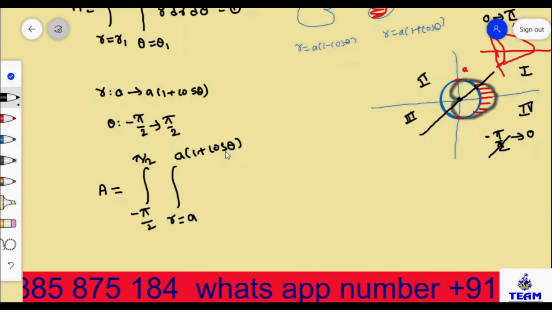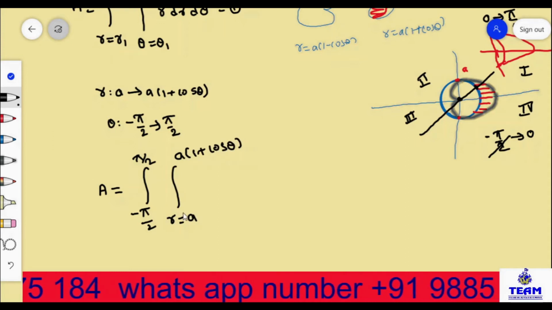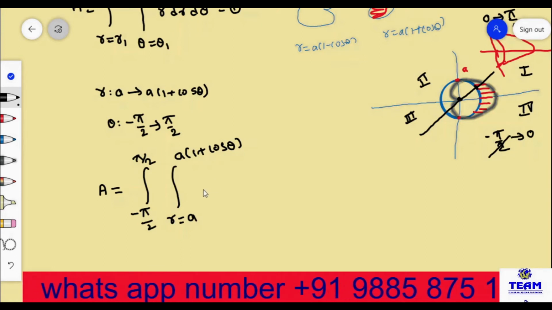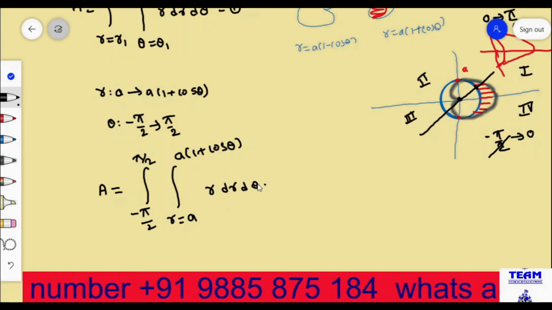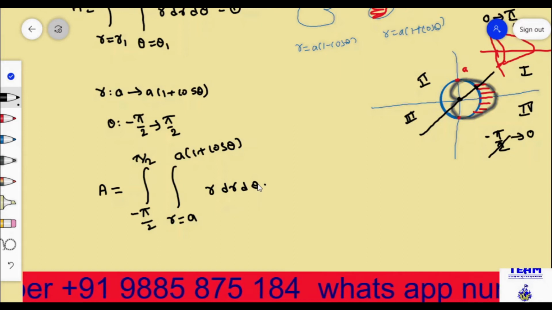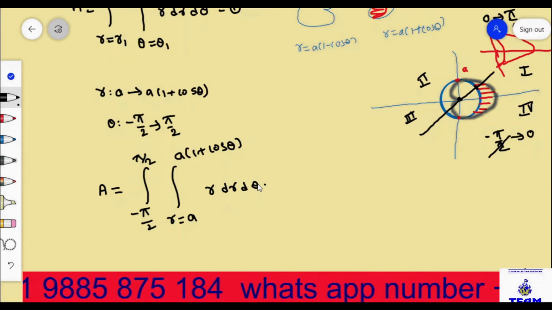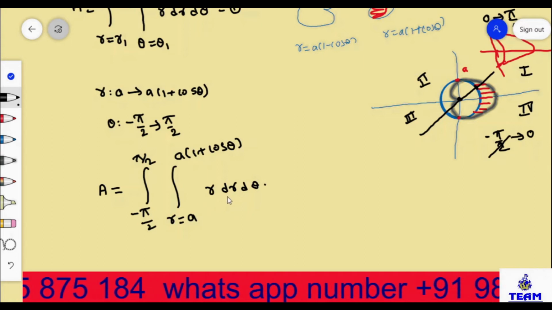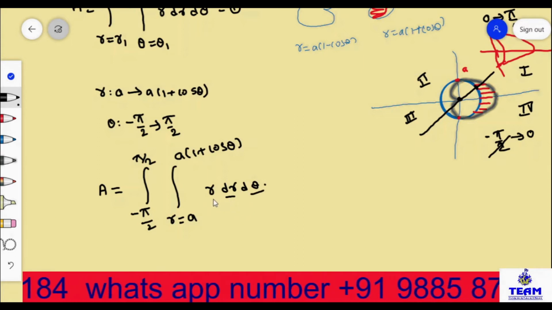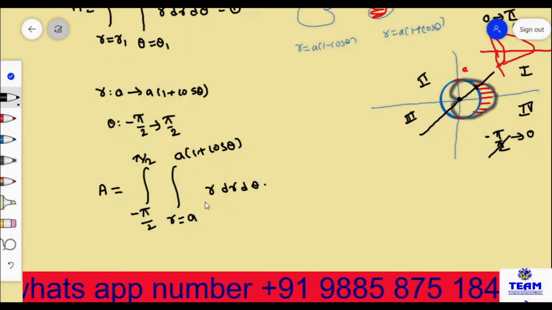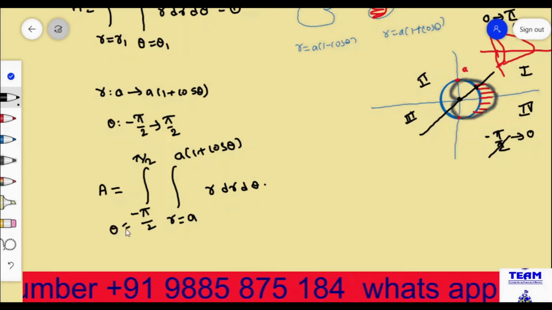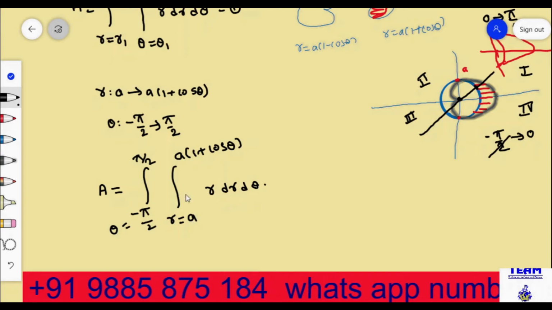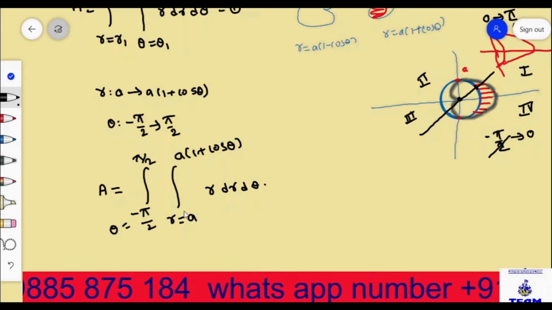This is the cardioid. I hope it is clear, friends. Next, the integrand is r, so r dr d theta. Up to this it is clear? Now you have to integrate first with respect to r or theta. We also have a doubt there. How can you identify? First see the limits. The theta limits are constant, and r is dependent on theta.